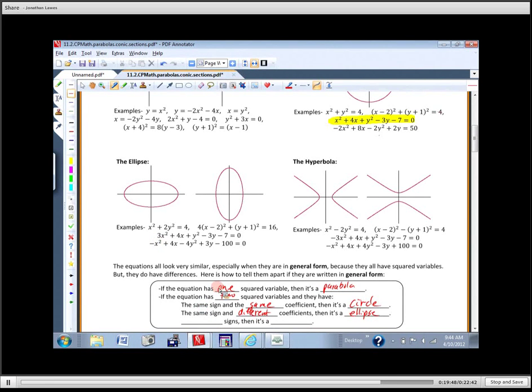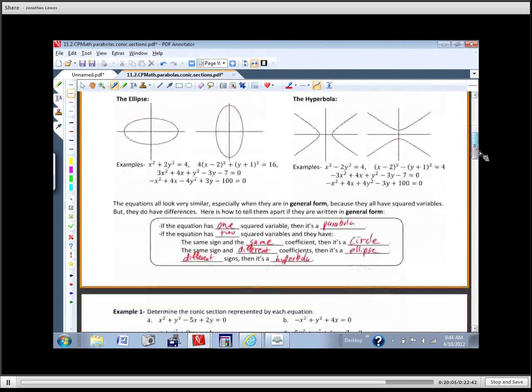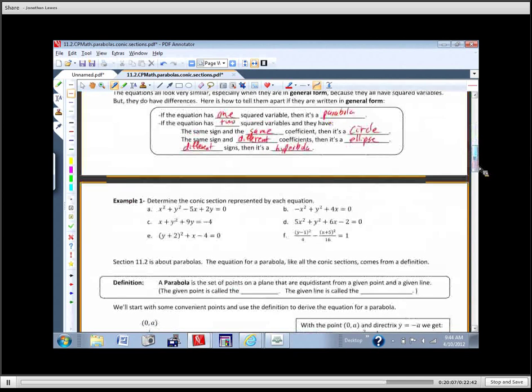The only thing you need is two squared variables, and they just have to have different signs, then it's a hyperbola. Okay? All right, so let's flip the page over, and I'm going to leave this one right here, and let's figure out which is which.